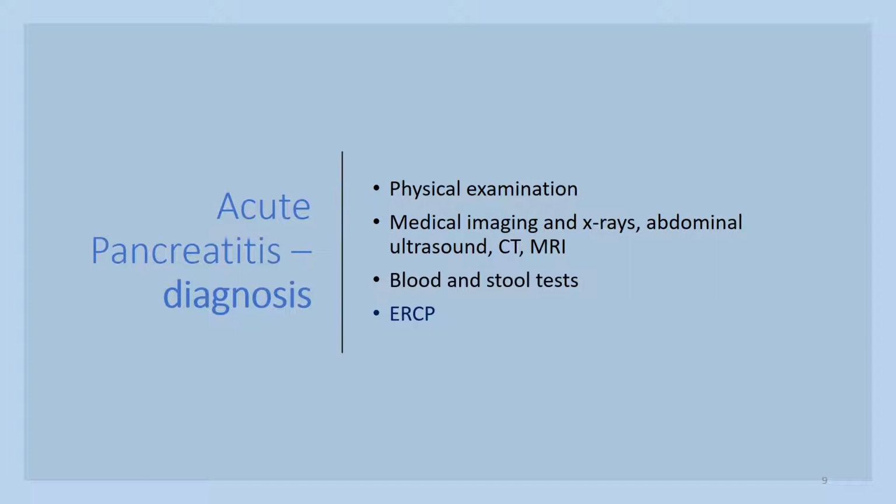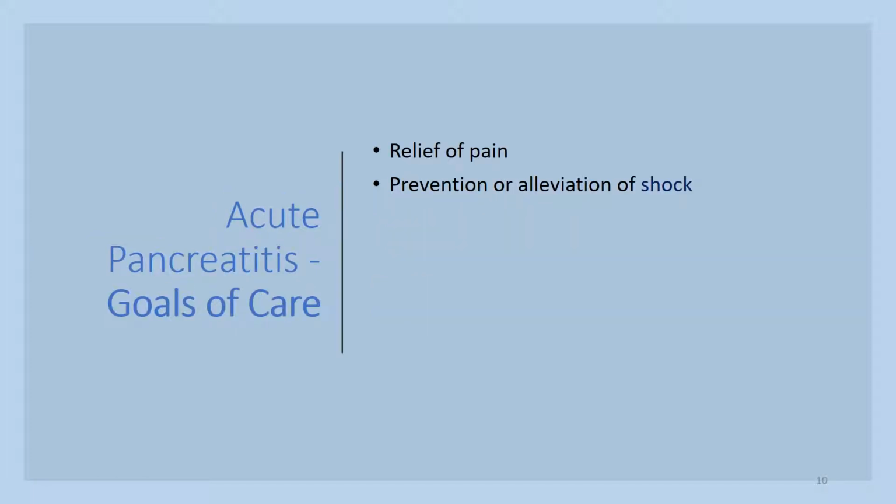Magnetic resonance imaging looks for abnormalities in the gallbladder, the pancreas, and the ducts. A special form of MRI called MRCP can be used, and also an ERCP, an endoscopic retrograde cholangiopancreatography, is used in diagnosis. So many patients will be under the care of a gastroenterologist.